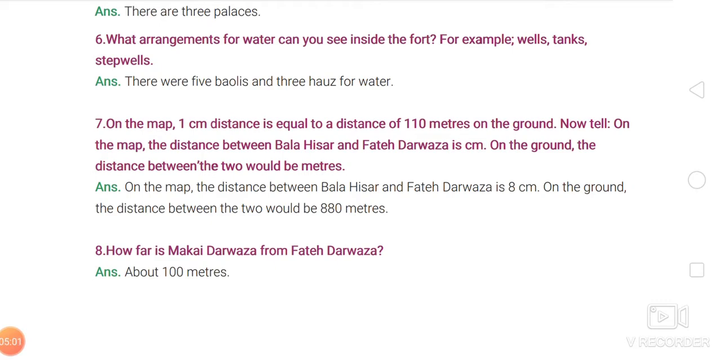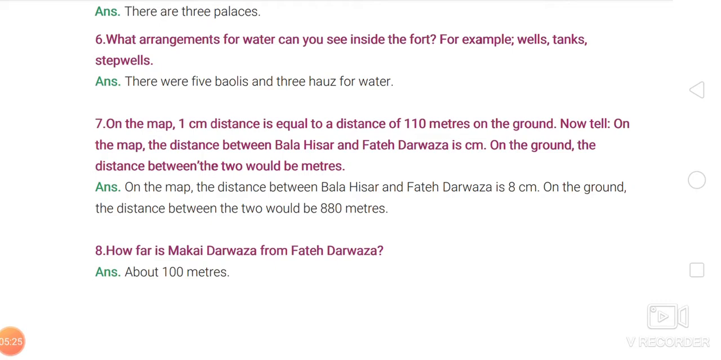Now tell, on the map, the distance between Bala Hisar and Fateh Darwaza is ___ centimeter. On the ground, the distance between the two would be ___ meters. On the map, the distance between Bala Hisar and Fateh Darwaza is 8 centimeter. On the ground, the distance between the two would be 880 meters.